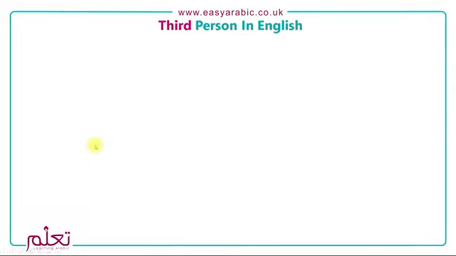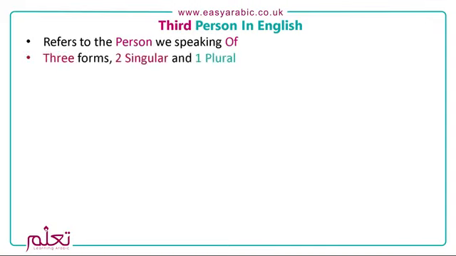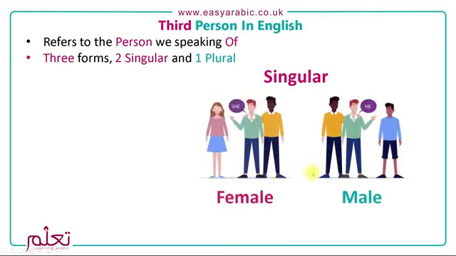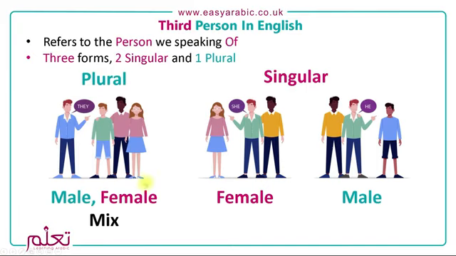The third person is the person that we're speaking of, and there are three forms of this. We have two singular forms and one plural. Singular for a male, we'll say he, and when we speak of a female, it'll be she. And then when we have male, female, or mixed, we're talking about they. So these are the personal pronouns in English.